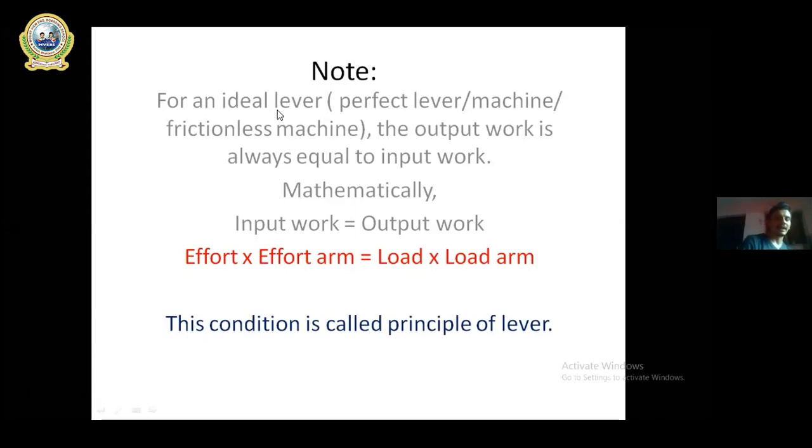Okay, let me share once again. See on the screen. For an ideal lever or ideal machine, perfect machine, frictionless machine, the output work is always equal to input work. Mathematically, input work equals output work, and we can calculate input work by using this formula, effort into effort arm, and output work by this formula, load into load arm. When input work and output work are equal, effort into effort arm equals load into load arm. So this condition is called the principle of lever.